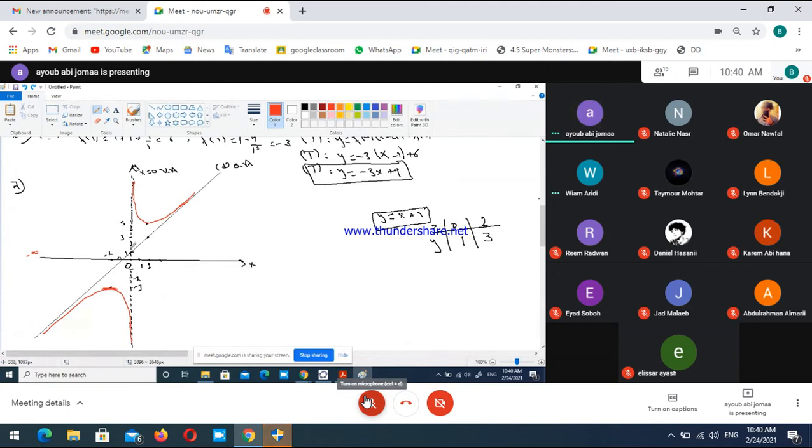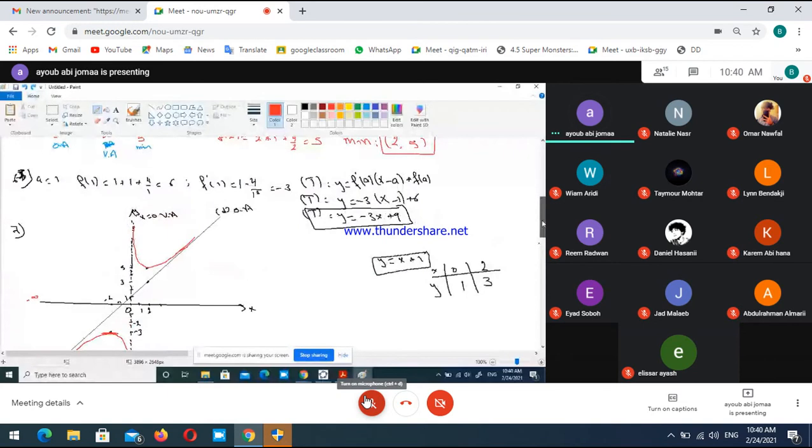Okay. So draw the lines. In case you have horizontal asymptote or oblique asymptote or vertical asymptote, draw. That is the first point. Okay, we continue. We are done with the lines.